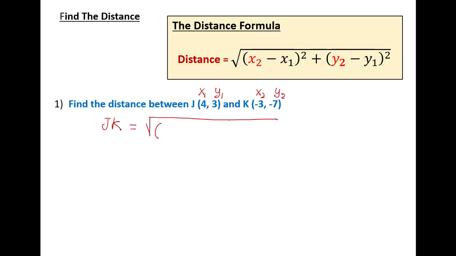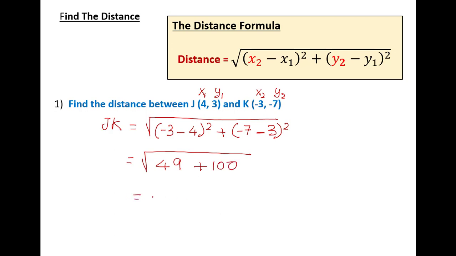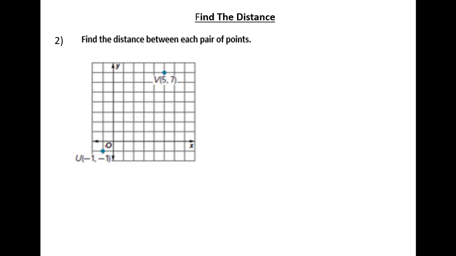And it can be otherwise. It won't differ. Now, my x2 is -3 minus my x1 is 4, all squared, plus my y2 is -7, minus my y1 is 3, all squared. Then plus is positive 100. So my answer will be the square root of 149, and I can leave it as it is if he doesn't ask me to write it in the form of a decimal.